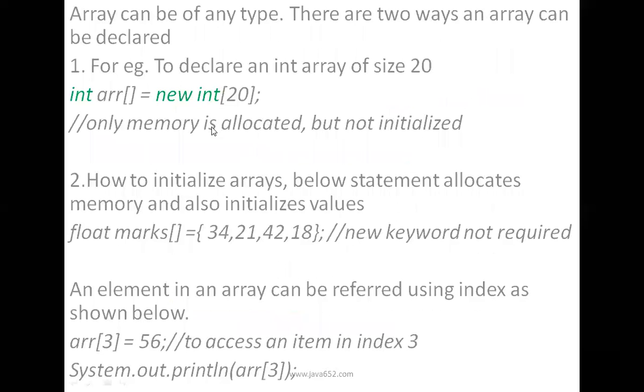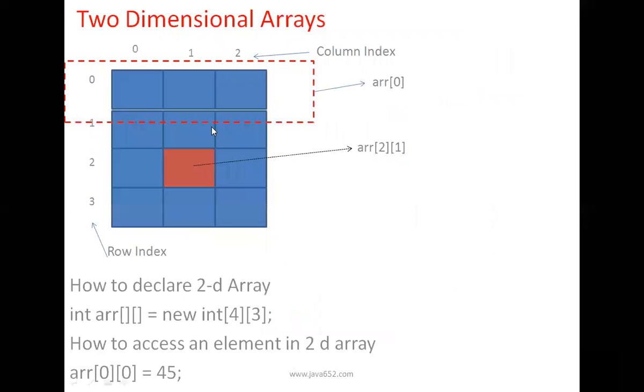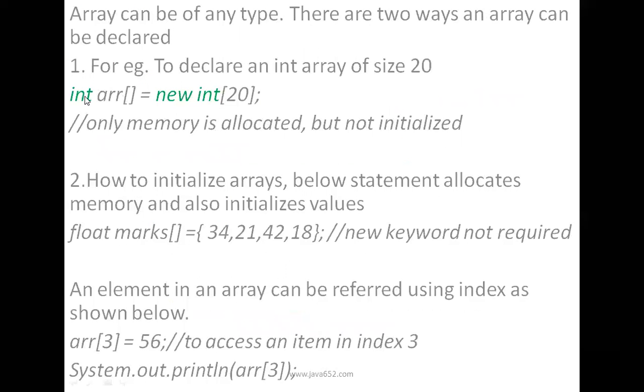So how to declare an array: the type of array, the name of array, new is a keyword to allocate memory, and 20 is the size. One question to all of you. Which all keywords have we seen as of now?